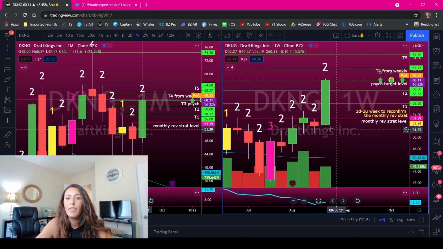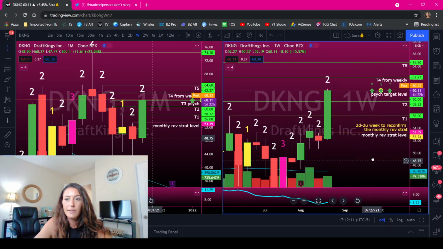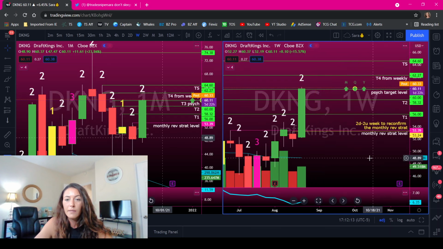So when this week opens, the trigger is a break above last week's high, which is 53.24, which also puts us back above our monthly rev strat trigger of 53.39. Okay, let's zoom in real big. So these green lines all came from the monthly. So we hit all of them.